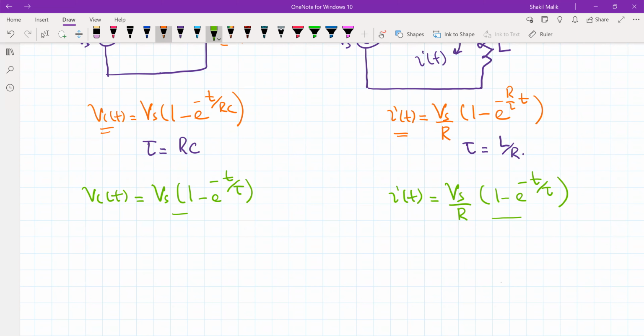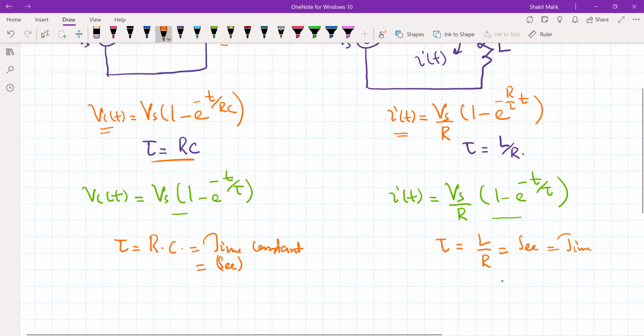Now, what is this tau in the RC circuit? Tau is a circuit constant, referred to as the time constant of this RC circuit. It has the units of time, that is seconds, milliseconds, and so on. Similarly, tau in the RL network is simply L by R, and it has the units of seconds and is referred to as the time constant of the RL network.